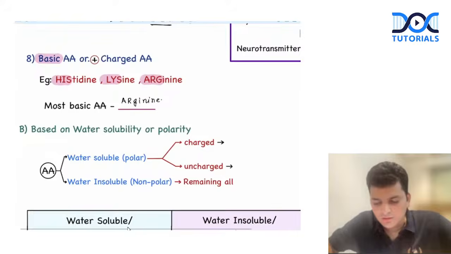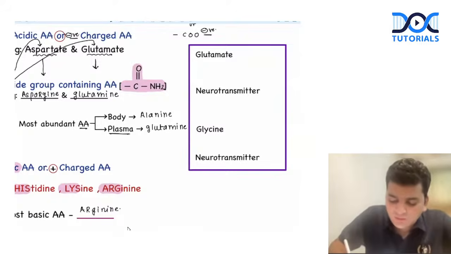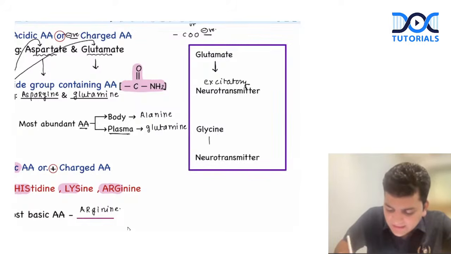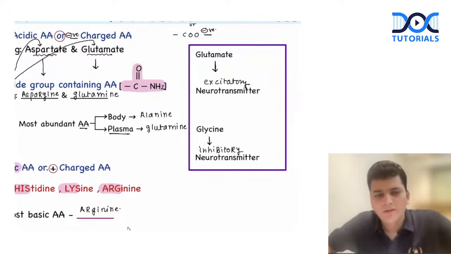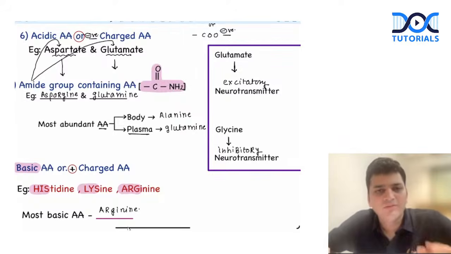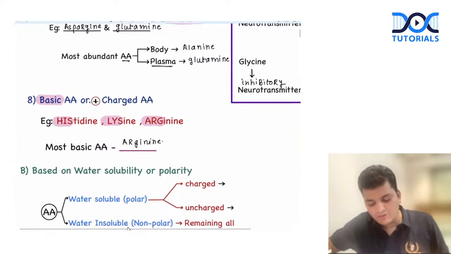Now, one piece of information is left, about glutamate and glycine. In physiology we will discuss that glutamate works as an excitatory neurotransmitter, whereas glycine works as an inhibitory neurotransmitter. Excitatory and inhibitory. This was the first classification, based on the R group, where we discussed the simple amino acid, the branched chain amino acid, the sulfur containing, alcohol containing, acidic, basic, and amide group containing amino acids. Now coming to the second classification, which is based on water solubility.